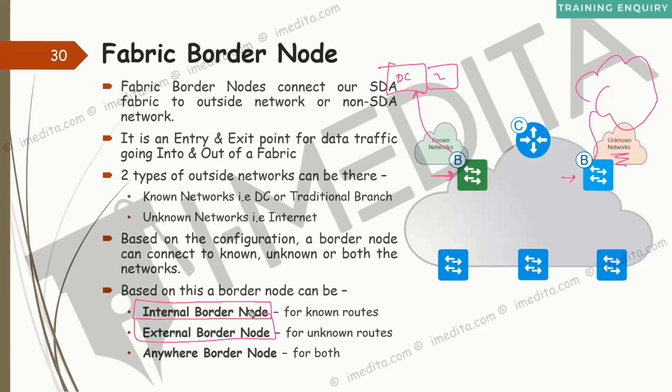And if we have configured this border node in such a way that it connects to both known and unknown destinations, then it is referred to as an anywhere border node. It is not necessary to have 2 different border nodes for 2 different roles. We can have one border node for both roles as well.